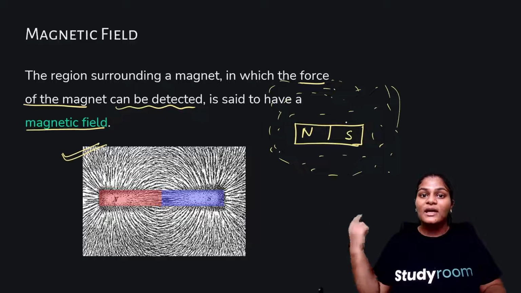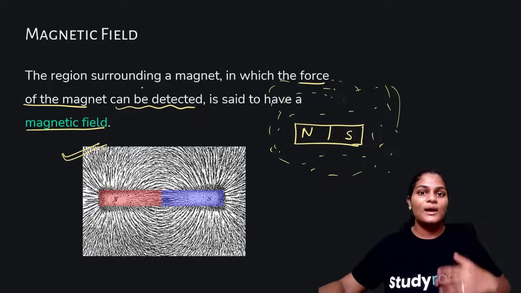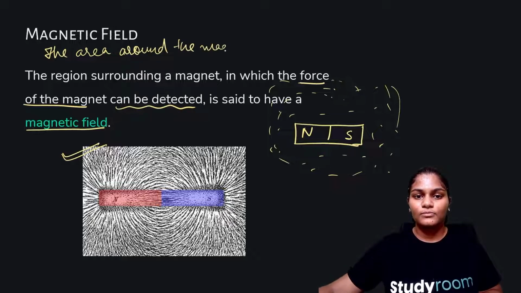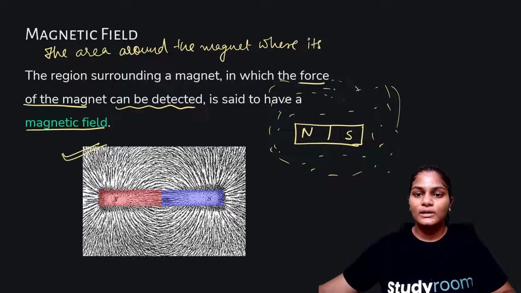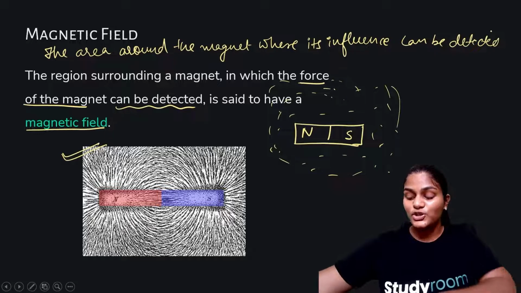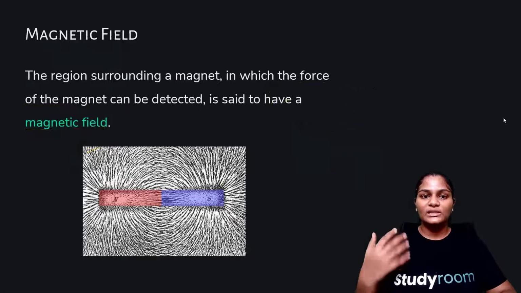So that area in which the force of the magnet can be detected, that means in which the magnet can actually exert its power of magnetism, you can also define it in this way: the area around the magnet where its influence can be detected is the magnetic field, or the area around the magnet where you can actually feel the effect of the magnet is known as the magnetic field. Okay. Now let's move on and make this a little more clear to you.